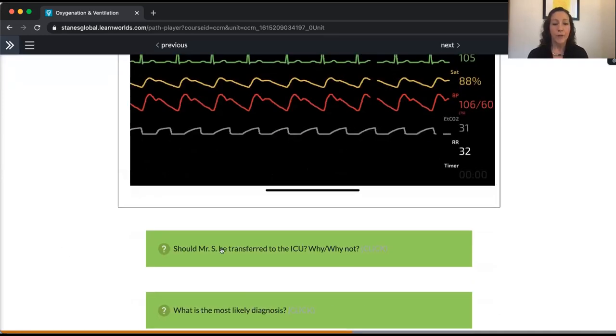So should Mr. S be transferred to the ICU? Yes or no? And why? Tell me why. What is the indication to transfer to the ICU? And if you don't want to send him to the ICU, why not? Absolutely, yes. Why or why not? Yes, yes, yes. Pourquoi?